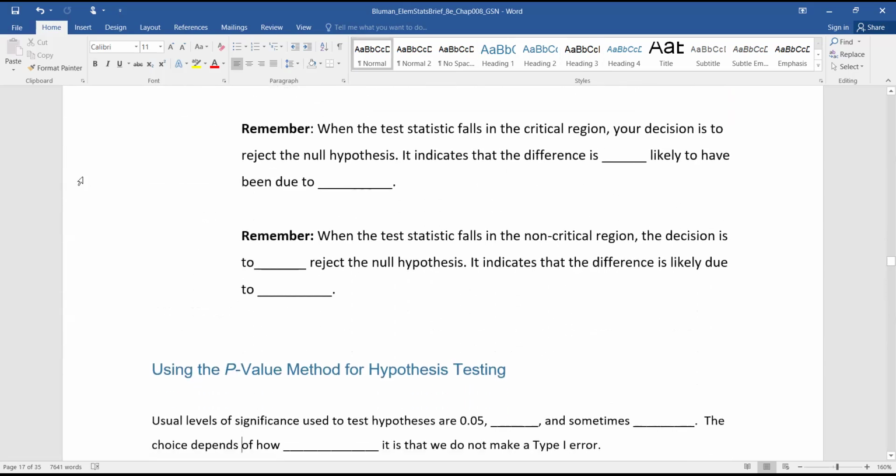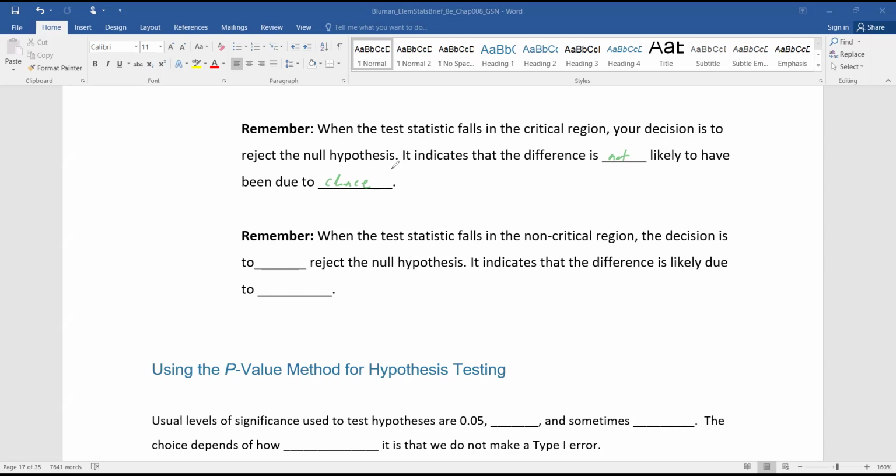Now, remember, when the test statistic falls in the critical region, your decision is to reject the null hypothesis. Again, ours fell in the non-critical region. It indicates that the difference is not likely to have been due to chance. So if I would have fallen outside of positive or negative 1.96, then I would have fallen in the critical region and we could then have rejected the null.